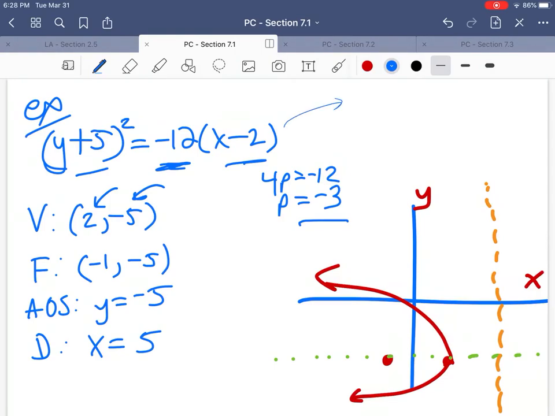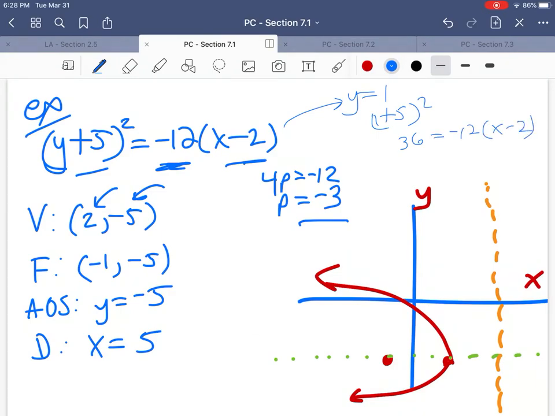So if you ever need to know one other point on the graph, I would recommend just plugging a number in for x or y. Now you want to be smart about it. You have (y plus 5) squared, so I'm going to put the number 1 in there. I'm going to let y be 1, and let me show you why. If y is 1, I will get 1 plus 5 squared, which is 6 squared. That's 36. Well, I will get 36 equals -12 times (x minus 2).